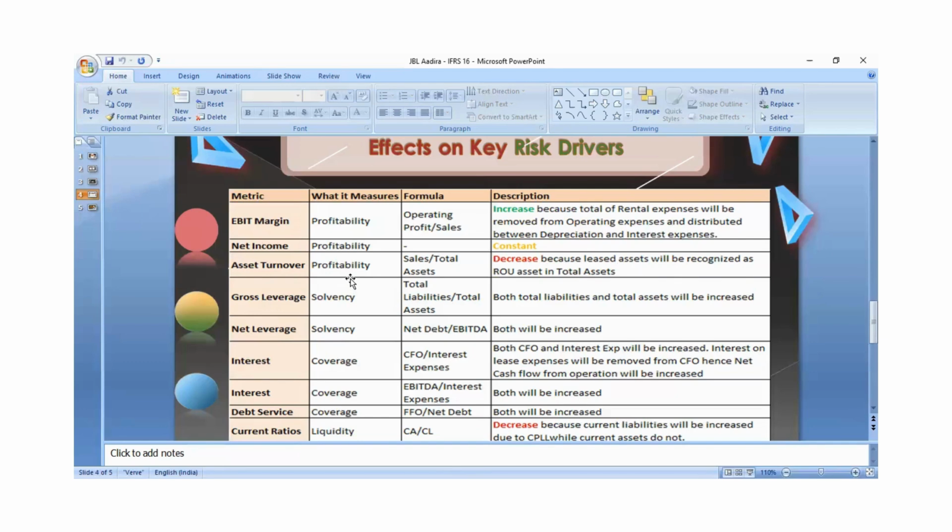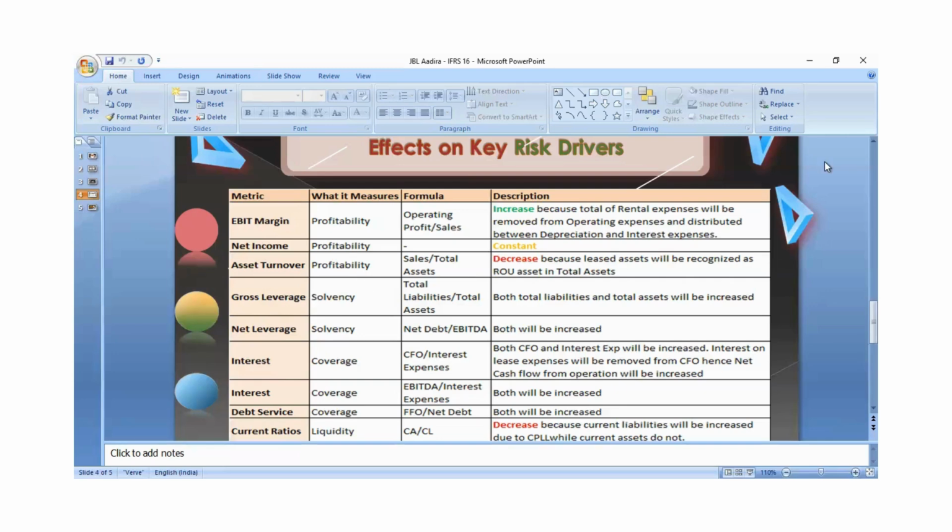Now, asset turnover, which again measures the profitability. The formula is sales by total assets. Now, it will be decreased. The reason being, in my previous session, I have mentioned that an additional asset will be added on the face of the balance sheet as right of use asset. So when we are adding an extra asset, it means my denominator will be increased, which will simultaneously decrease my overall ratio. Now, leverage ratio is very important for every industry, all the segments. Okay. Now, leverage is basically of two types. One is gross leverage and one is net leverage.